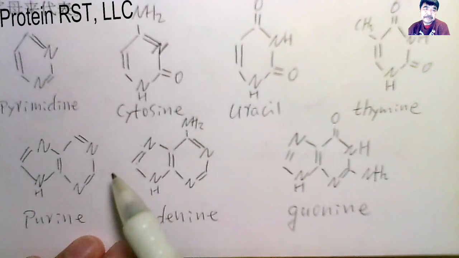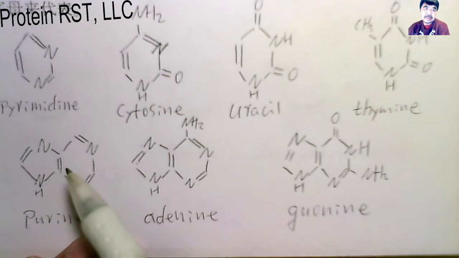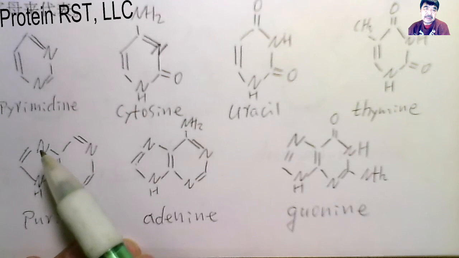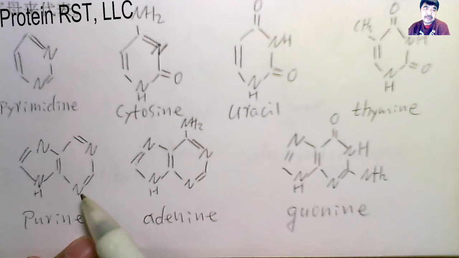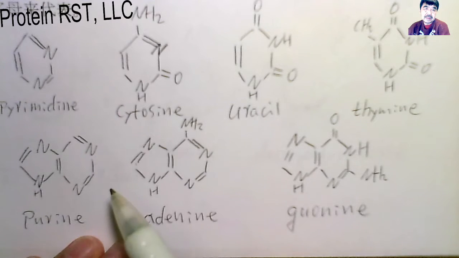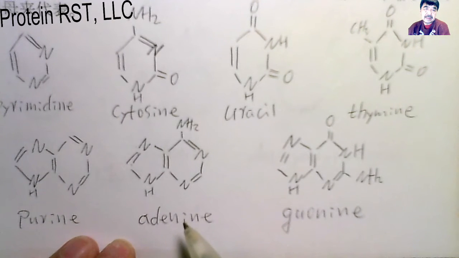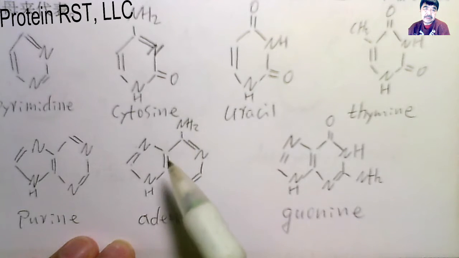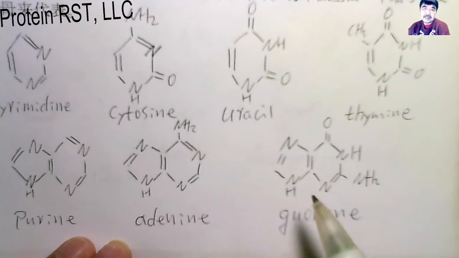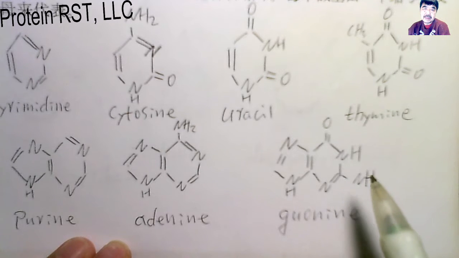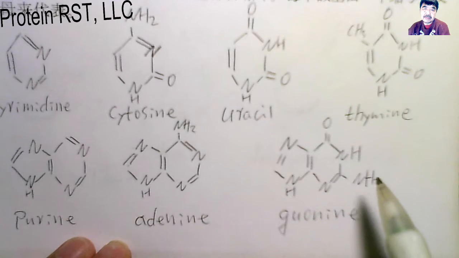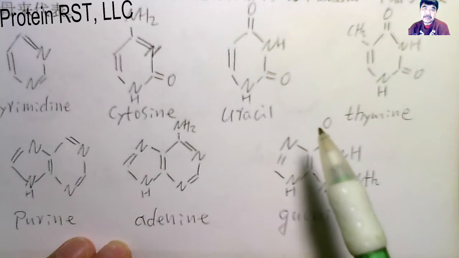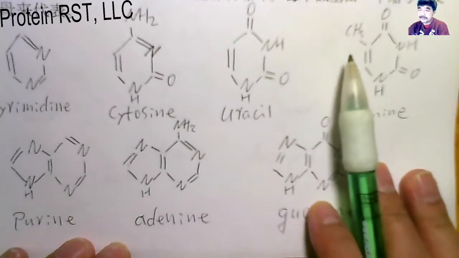This is the purine. Purine is a 2-ring compound with 4 nitrogens in the rings. This is the adenine. Adenine has an amino group on the purine compound. Guanine has an amino group here and a carbonyl group here.